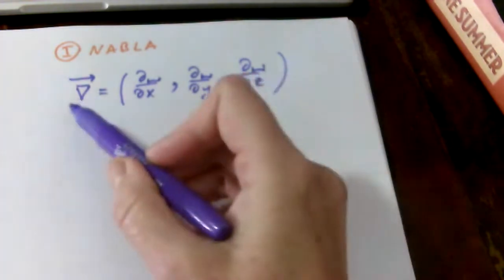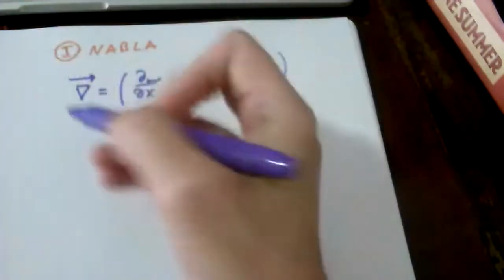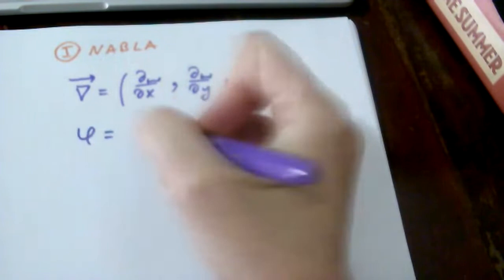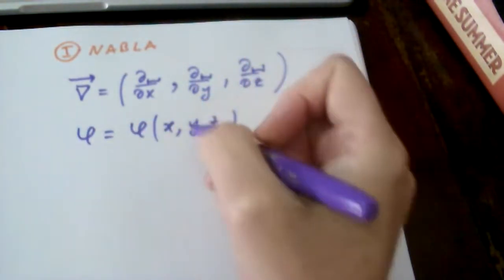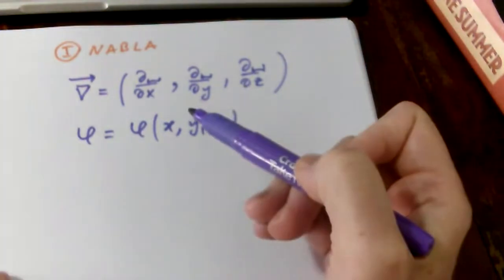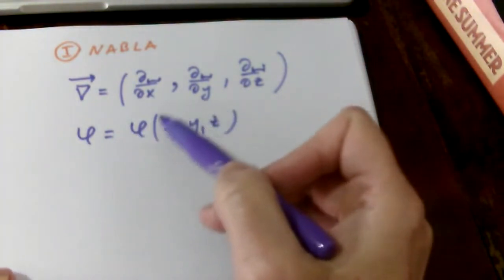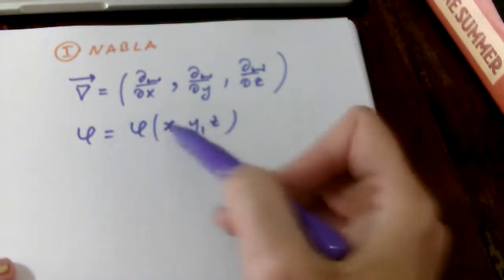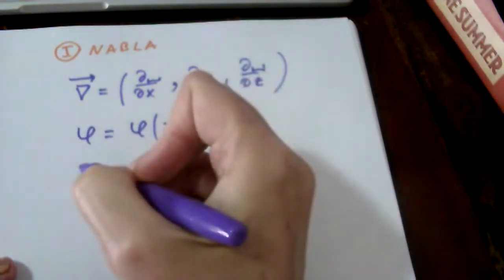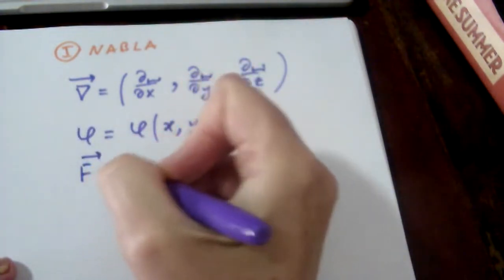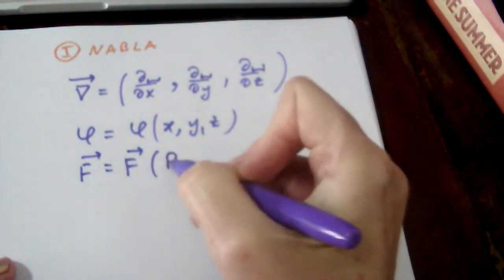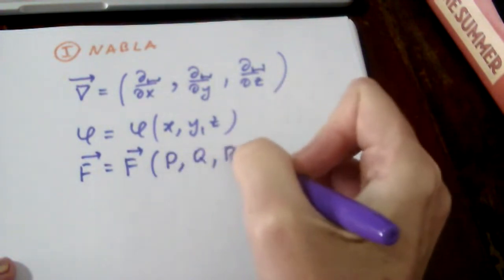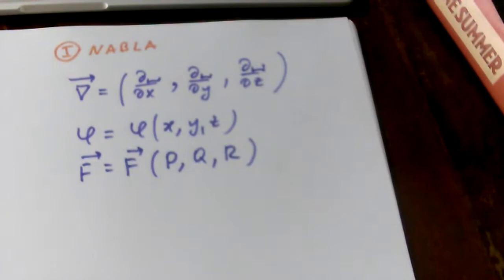But you know, apart from the nabla vector, we will also need some function phi. Let's call it phi of 3 variables. It could be 2 variables as well. But let's just imagine that we are dealing with a 3D situation, and we also will have maybe to deal with a vector function with 3 components. Let's denote these components P, Q, R. This is like an introduction.